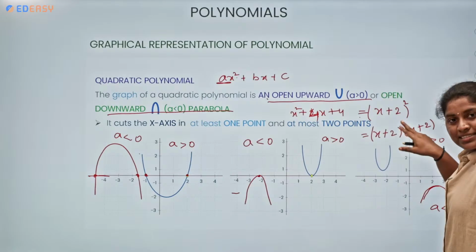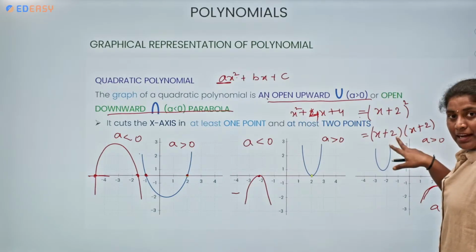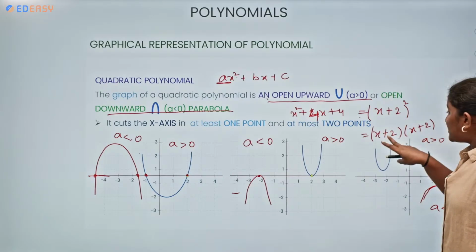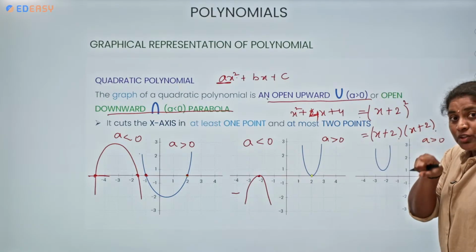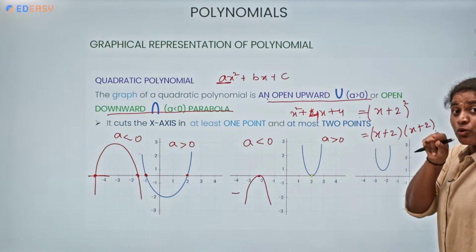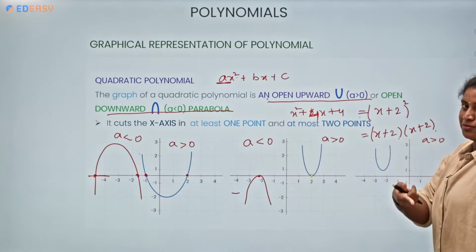I am having the same value 2, but x plus 2 is the repeated one. It means what? I am having the two roots, but those two roots, it means those two zeros are equal value.